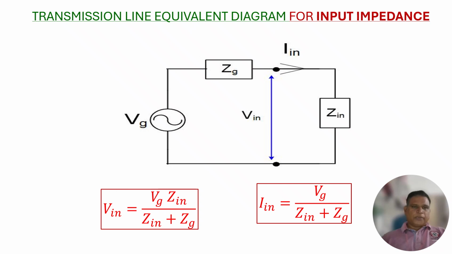Now the transmission line equivalent diagram for input impedance you can write here. This is the generator side, this is the load side, this is Zin. Here this is Vin. Vin is equal to VG times Zin divided by (Zin plus ZG). Similarly, Iin is equal to VG divided by (Zin plus ZG). This is the generator impedance.